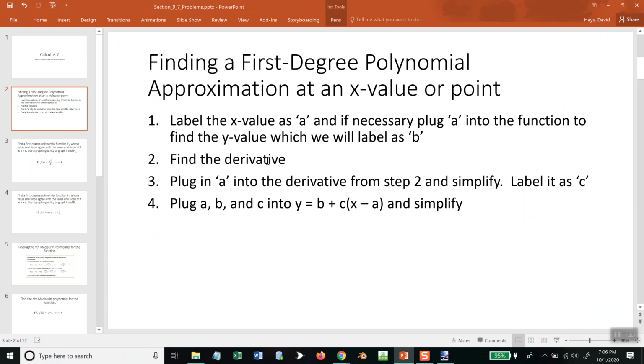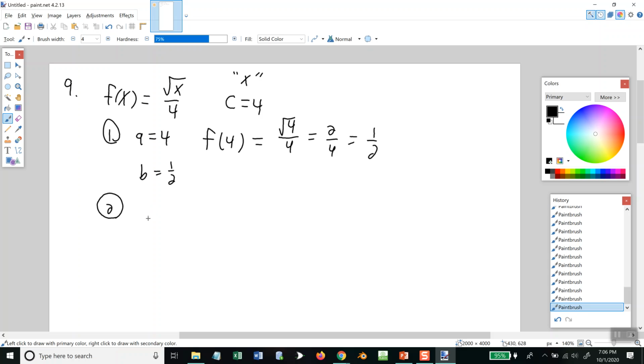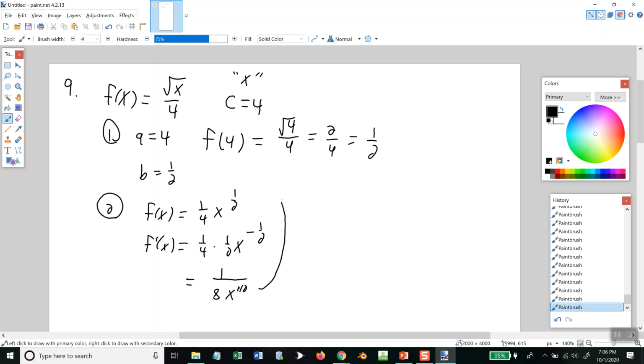Step 2, find the derivative. Well, this I can rewrite as f of x is equal to 1/4 x to the 1/2 power. Take your power, put it out in front, lower it by 1. Four times 2 is 8, and take the x to negative 1/2 back down below and it becomes x to the positive 1/2. Which gives us 1/8 square root of x.